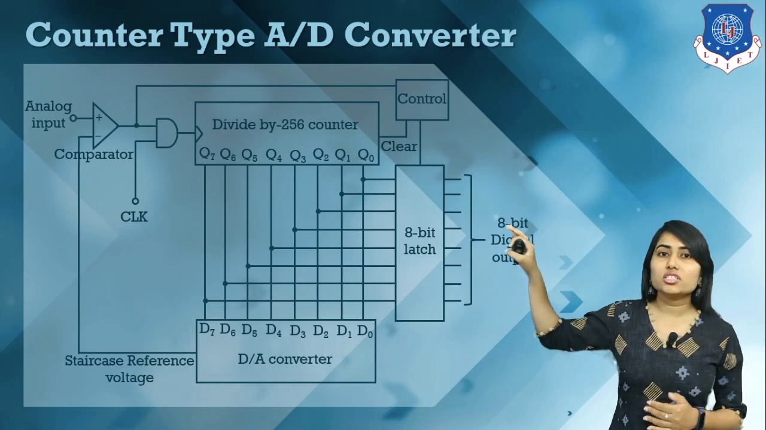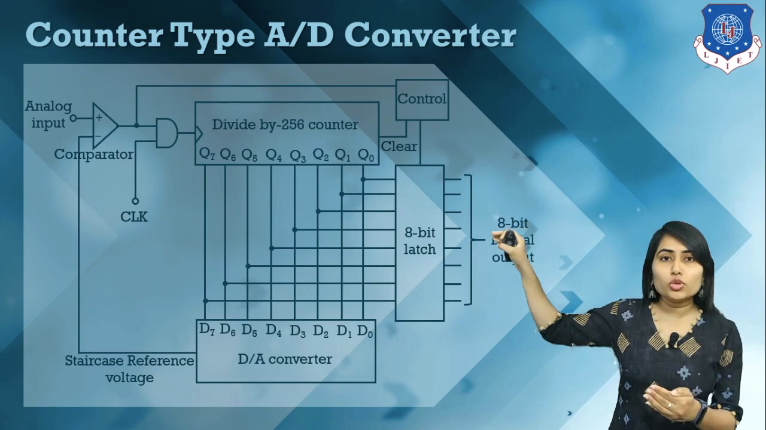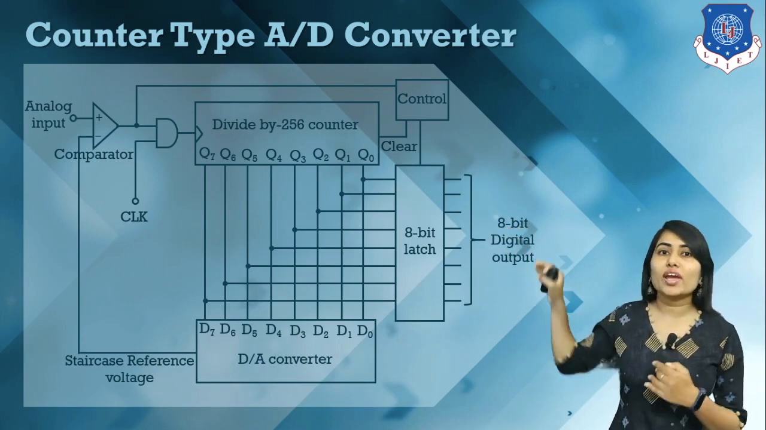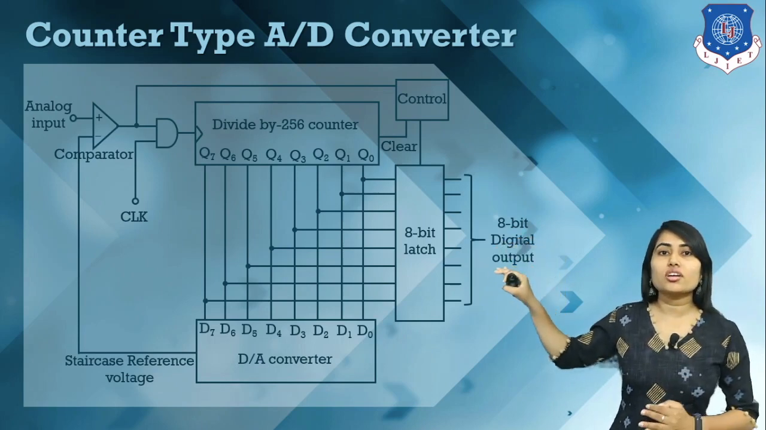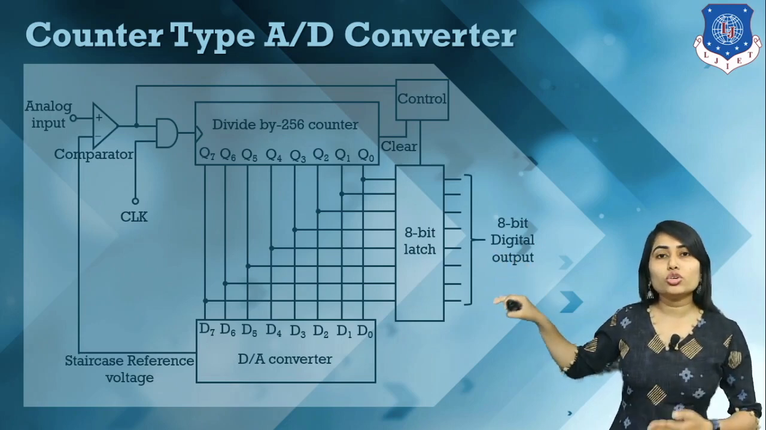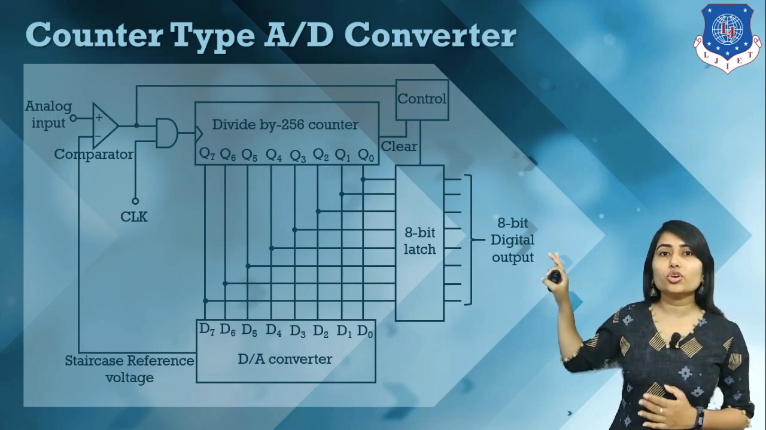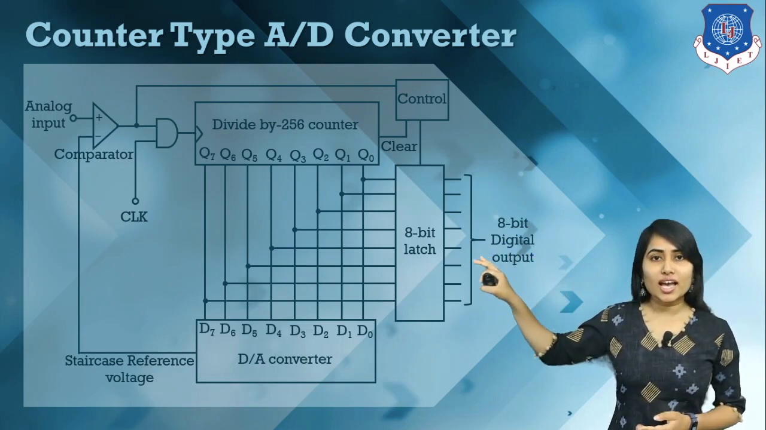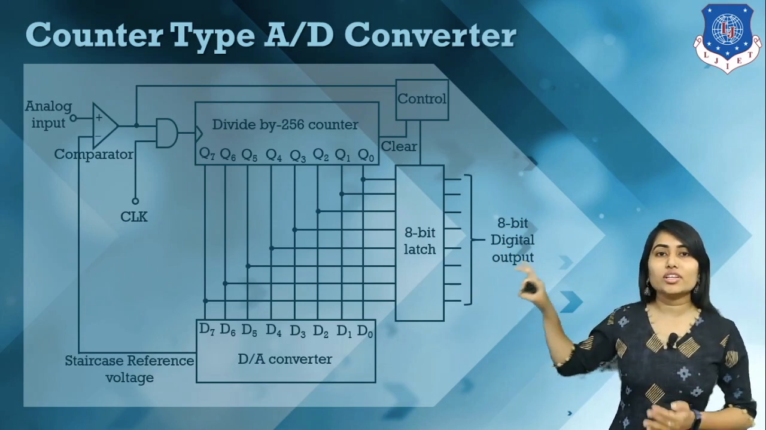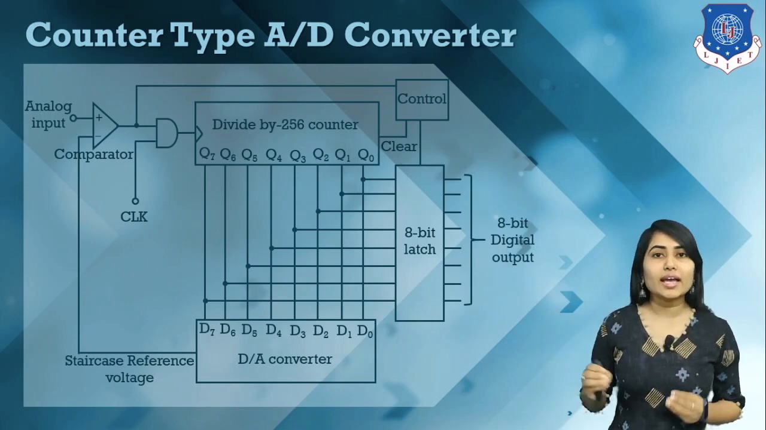Whenever the comparator's output is high, that means whenever our input voltage is greater than the digital to analog converter's output, we have a positive amplitude, that means a 1. So 1 AND clock gives a 1, and this is given to our counter. So whenever we have this high comparator output, the clock is provided to the counter.